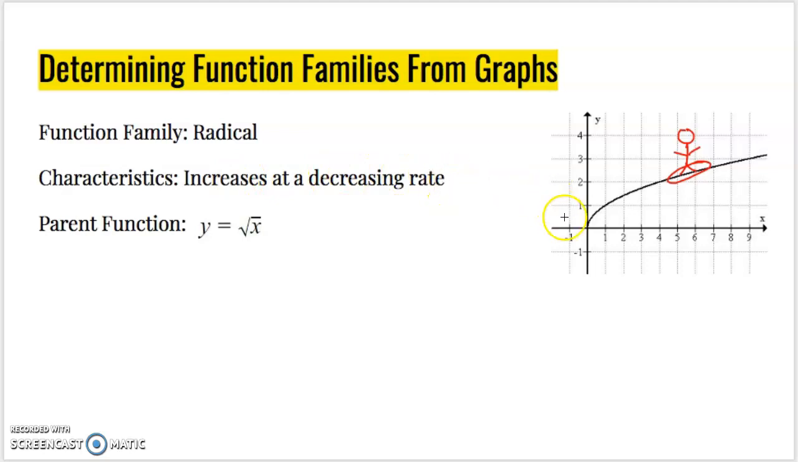It's increasing at a decreasing rate, and one big important part that separates this radical equation from one that you'll see later on is that it has a stopping point right here. So it doesn't continue going down. It just actually stops or starts right here. And then radical is another name for a root, and so the most basic radical function that you can come up with is y equals square root of x, and so that would be the parent function for radical function families.